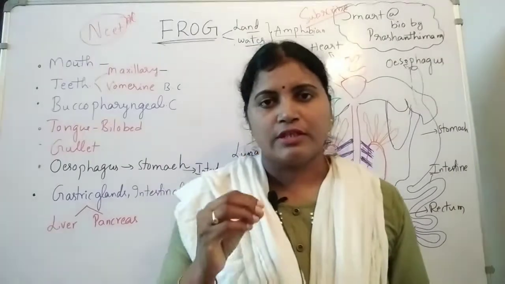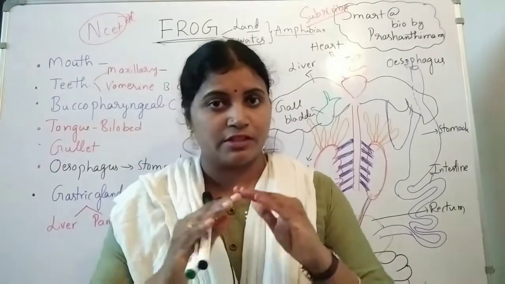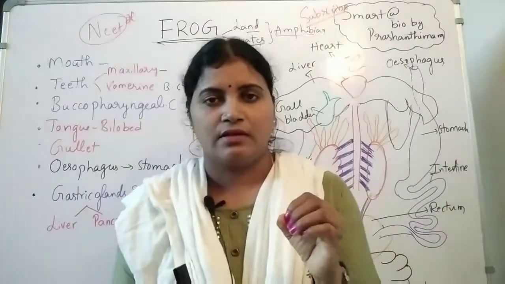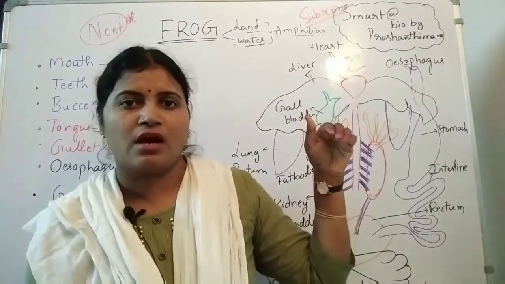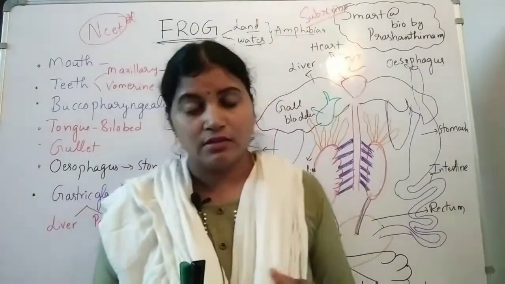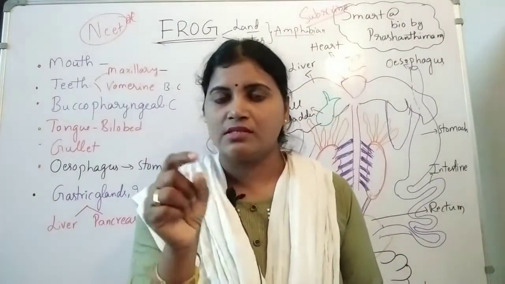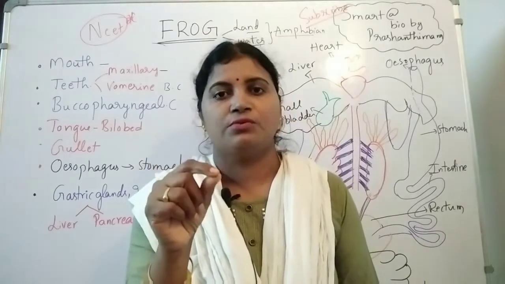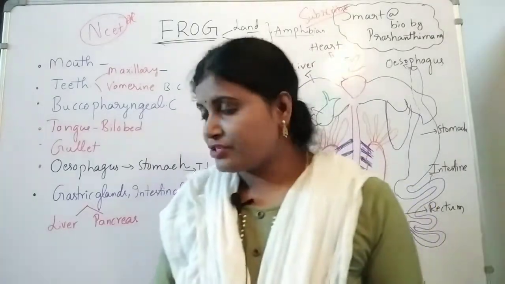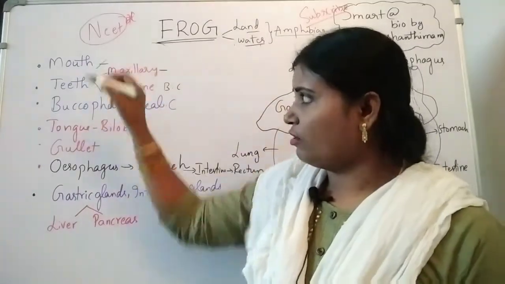In the frog digestive system, the frog's body itself is very special and unique in structure. The digestive system normally starts from the mouth and goes to the anus. Here there are very important points I am going to say. Don't miss the video, you are going to get many NEET questions, so please watch the video till the end. We are going to start the digestive system of the frog with the mouth.